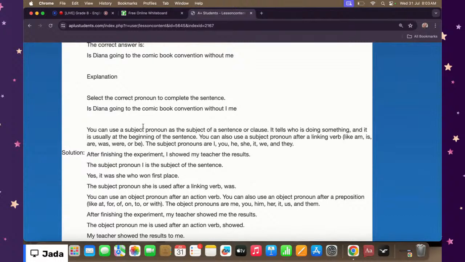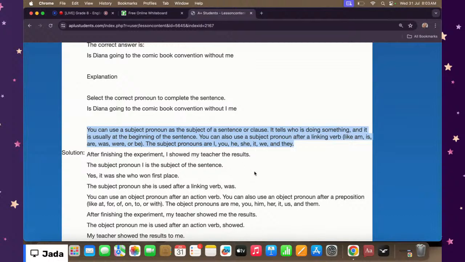You can use a subject pronoun as the subject of a sentence or clause. When you're talking about a subject pronoun, it's usually the subject of the sentence. It's starting the sentence. It tells who is doing something, and it's usually at the beginning of the sentence.